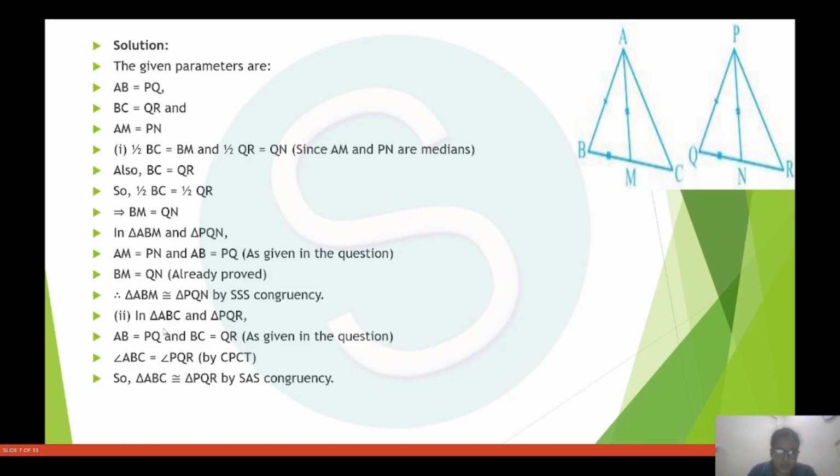Now we have to prove triangle ABC is congruent to triangle PQR. So AB is equals to PQ given to us, BC equals to QR also given to us, and since we have proved triangle ABM is congruent to triangle PQN, so by CPCT we can say angle ABC equals to angle PQR. So when we use in this triangle, that is in triangle ABC and in triangle PQR, AB equals to PQ, BC equals to QR, and angle ABC equals to angle PQR by CPCT. So this implies triangle ABC is congruent to triangle PQR by side angle side congruency.